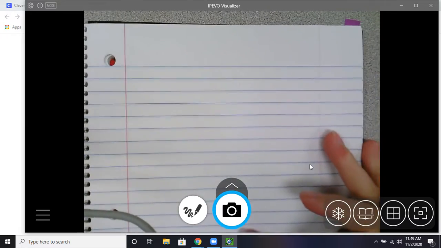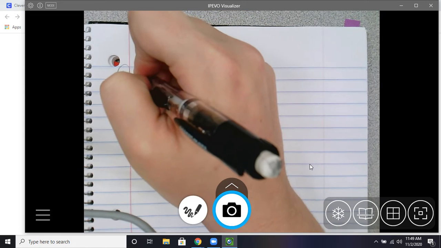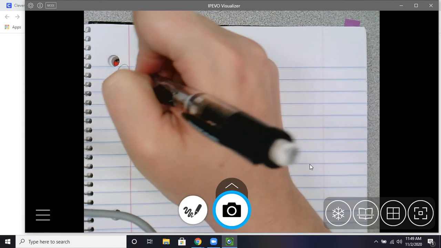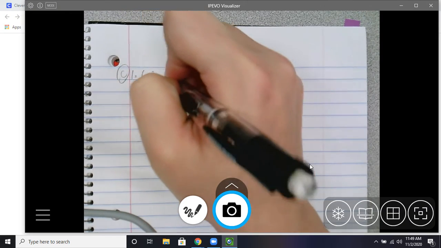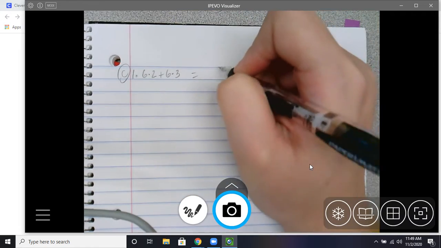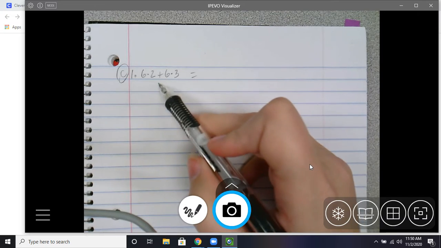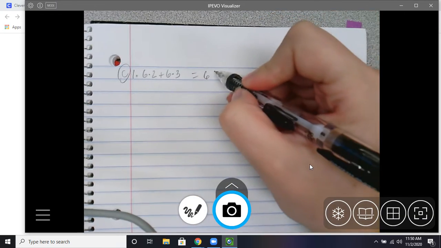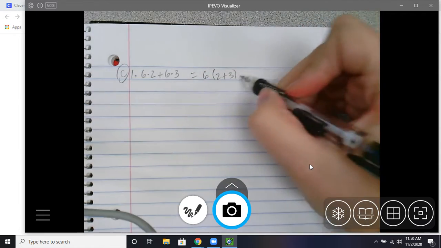Okay, and then moving on to part C. Use the distributive property to write each expression in factored form. So now we're working backwards of what we just did. So they're giving us this, and we're going to write it in factored form. So looking at this, the number that they both have in common is 6. So I'm going to write 6, and then the 2 other numbers are going to be added together there.